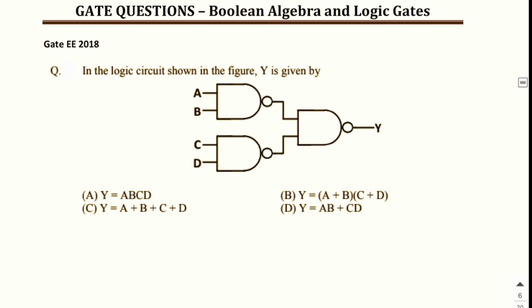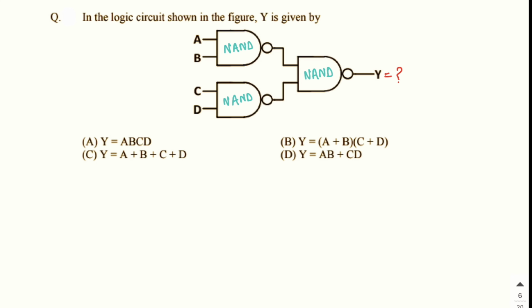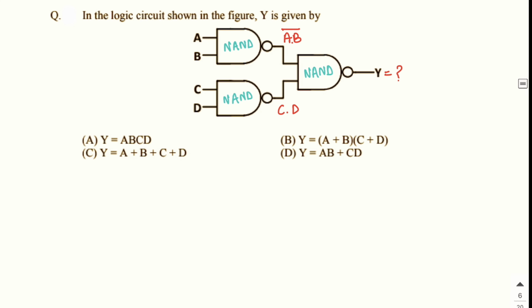Let's come to the next question. Now we have some logic gates given to you. We have to find out what the expression for this y is. We know that the output of the first NAND gate would be equal to AB whole bar, A dot B bar actually, and then the lower one will be CD whole bar, and this y would be equal to AB whole bar dot with CD whole bar and one more complement, because this is also a NAND gate.